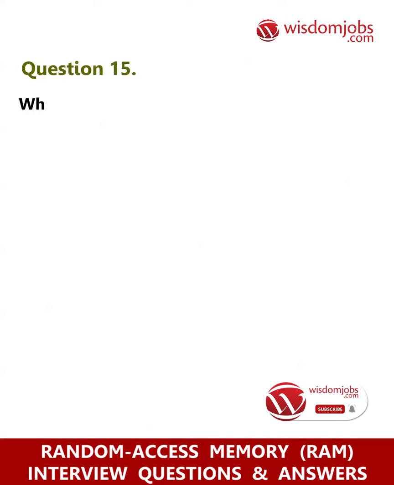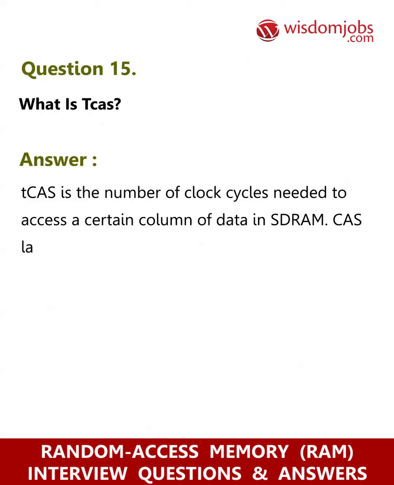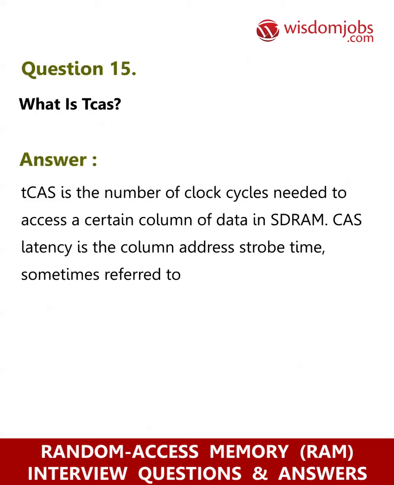Question 15. What is tCAS? Answer. tCAS is the number of clock cycles needed to access a certain column of data in SDRAM. CAS latency is the column address strobe time, sometimes referred to as tCL.